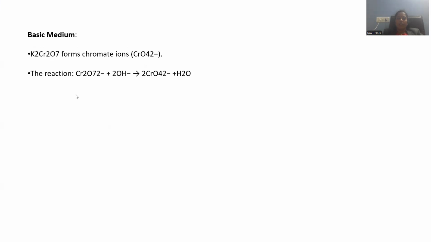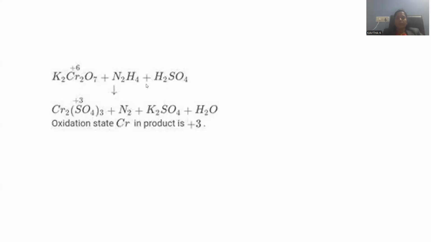If you take a basic medium into consideration, Cr2O7 -2 can be treated with hydroxide, giving rise to CrO4 -2. So potassium dichromate will be turned into potassium chromate. K2CrO4 is the product, which can be indicated in the ionic form as CrO4 -2 and H2O. This is under basic condition. This is another application; we can say the normal application is mentioned.